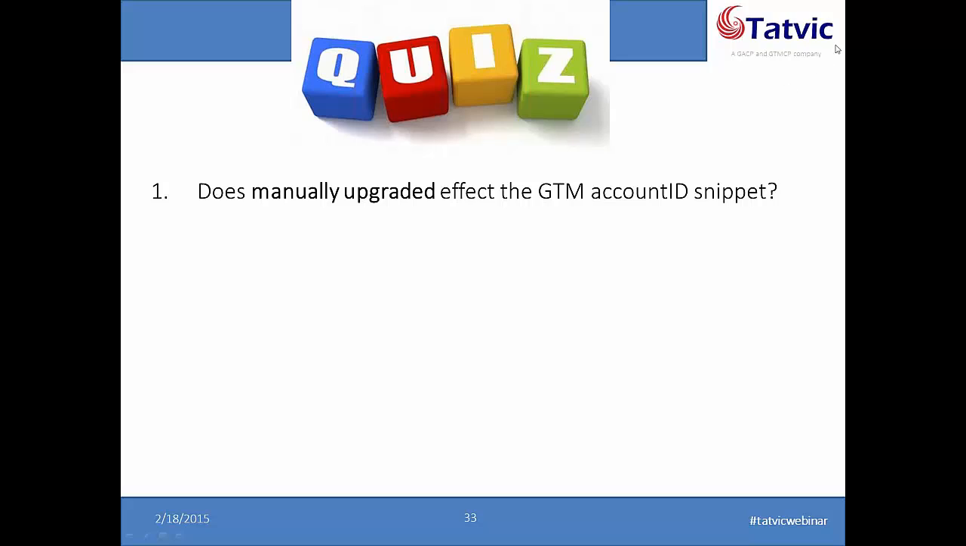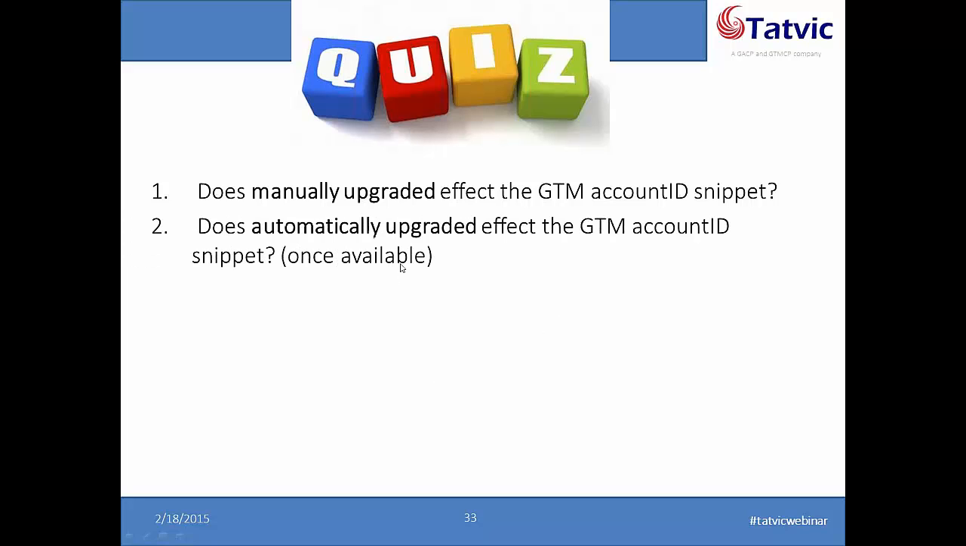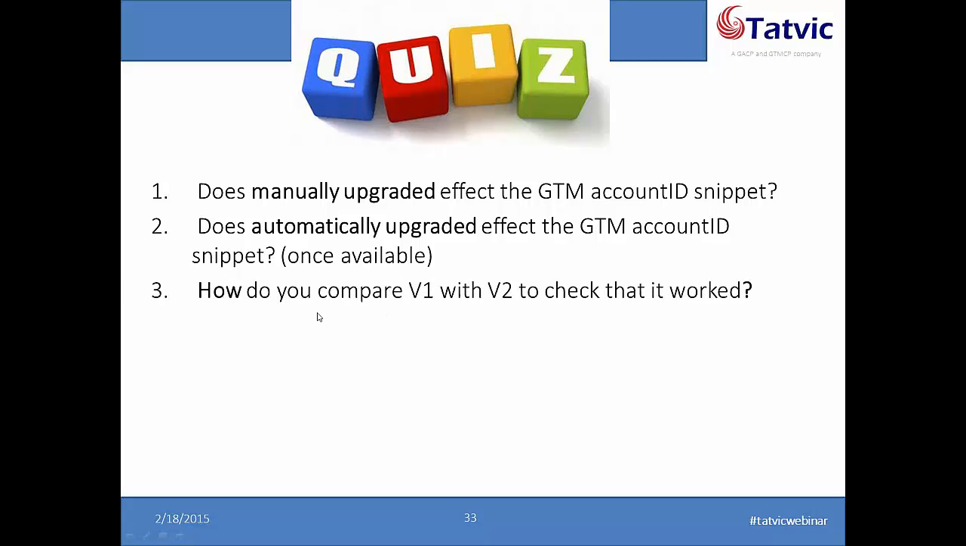The short answer is that with manually upgrading at the moment, you have to change the account ID over to upgrade. When the automatic version is available, you won't need to do that. So that's a key difference and a reason to wait for the upgrade button to potentially appear. Also, if you ever want to compare two versions, you can run them side by side by injecting them, as I've just demonstrated, and then looking at the data that comes through.